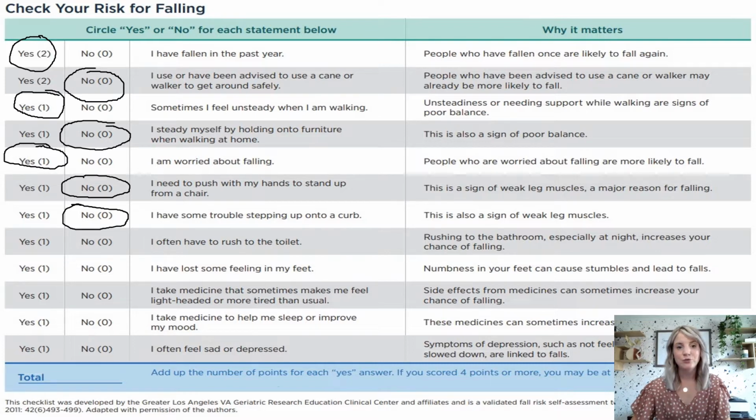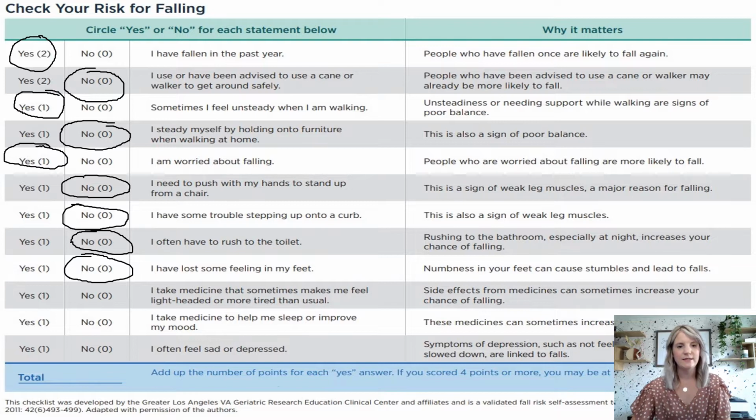I often have to rush to the toilet. Rushing to the bathroom, especially at night, increases your chance of falling. I have lost some feeling in my feet. Numbness in your feet can cause stumbles and lead to falls.